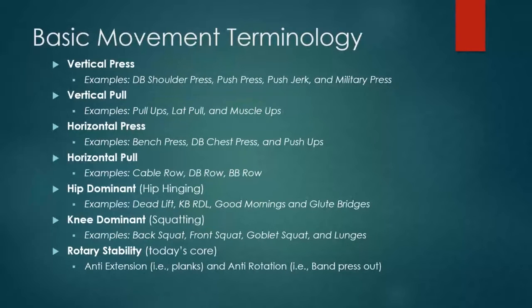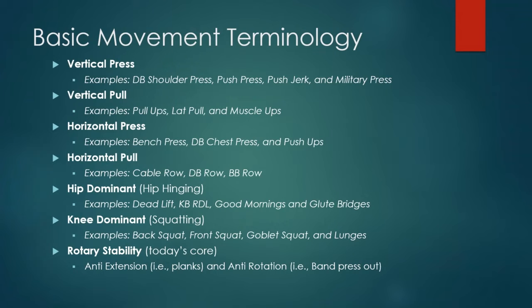So we also need to talk about hip dominant and knee dominant exercises. Hip dominant exercises are hip hinging exercises. Examples of these are your deadlift, your kettlebell Romanian deadlift, good mornings, glute bridges. What's happening in a hip hinge is that we're causing flexion at the hips and minimal flexion at the knees. So a hip hinge and a squat are different. A deadlift should not look like a squat.